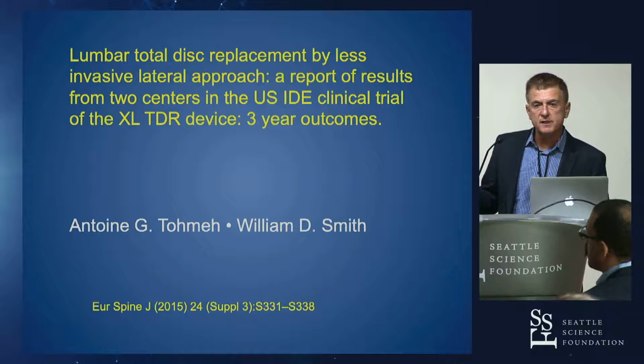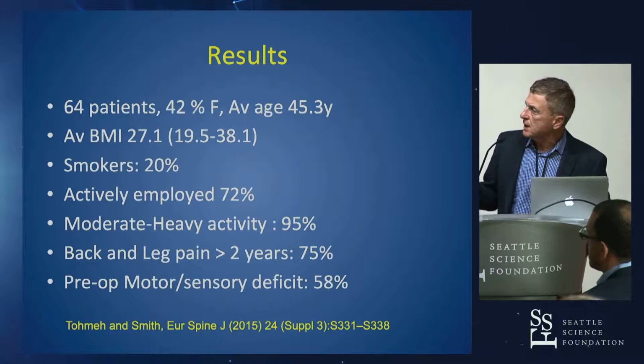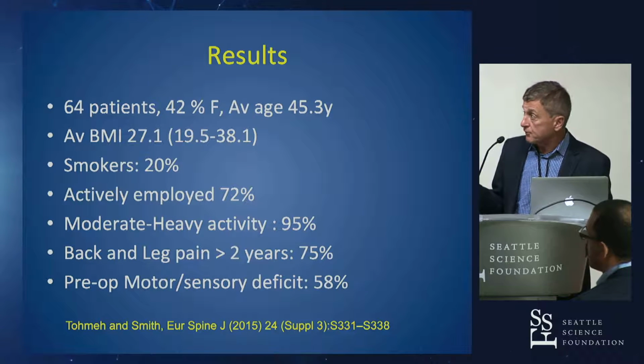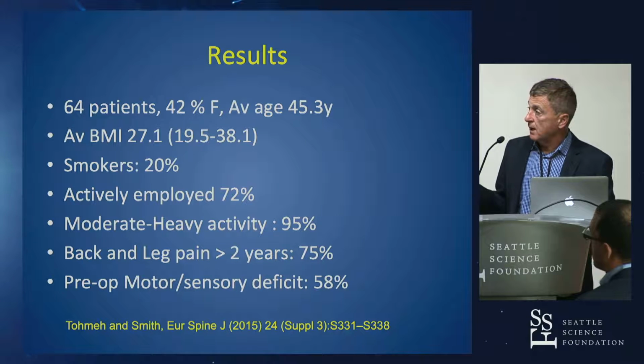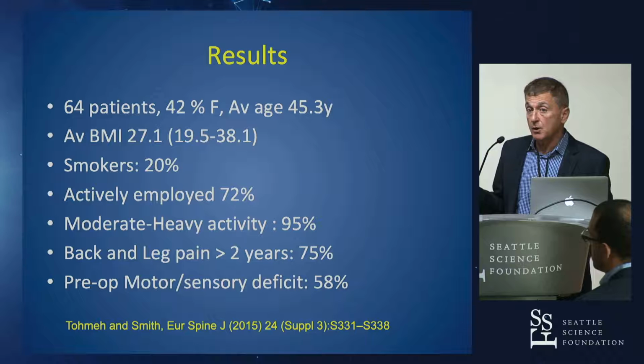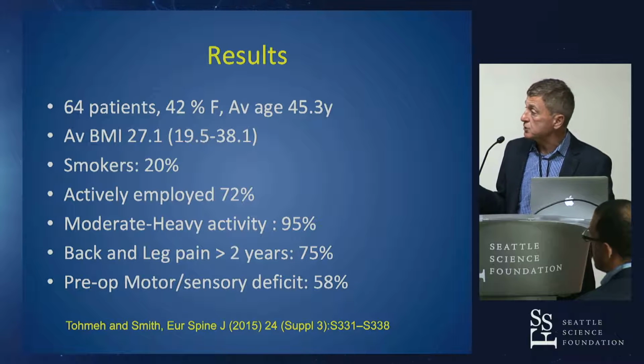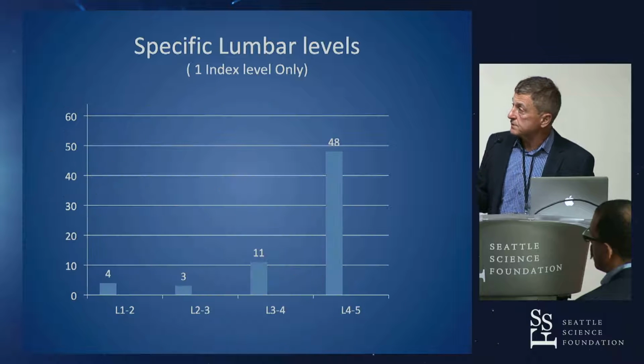It's a shame. So Dr. Smith from Vegas and myself, we pooled our cases. We were the top 2 enrollers in the study. So we had 64 patients, 42% female, average age 45, your typical TDR population. Smokers, 20%. I know that question came up this morning. 72% were actively employed, and 95% described themselves as moderate to heavy activity. Back and leg pain, all of them had leg pain component in addition to back pain, and deficits were present in 58% of the cases.